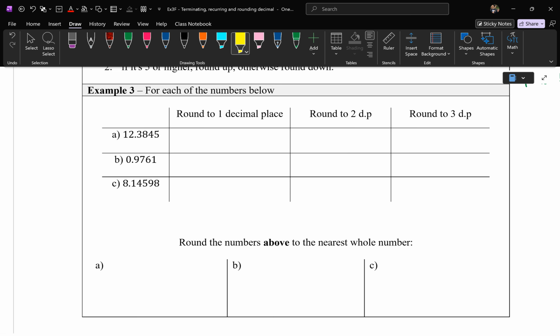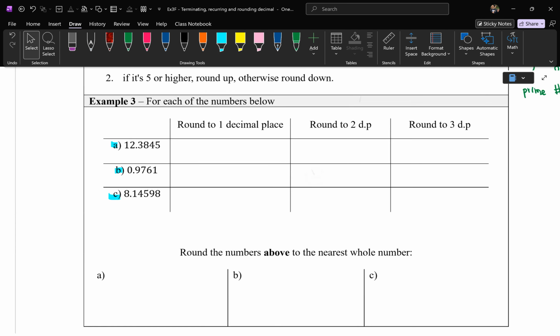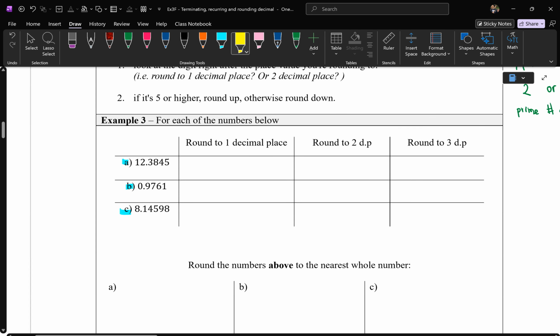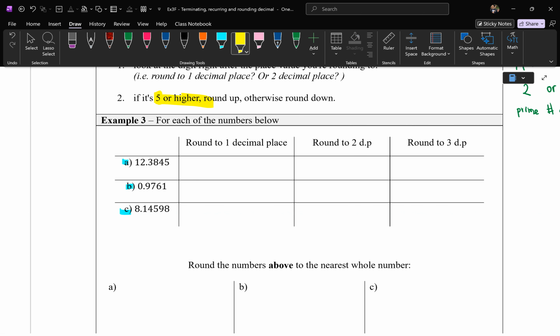So example 3, I need to know that you know how to round decimals to 1, 2, 3, or to the closest whole number. So the first skill was to see if you know it's terminating or recurring. Second skill is, do you know how to round the decimals correctly? So here we go. I've given you A, B, and C as scenarios, but then you've got round to 1, round to 2, round to 3 decimals. The key rule is, if the decimal you're looking at is 5 or higher, then you always round up. Otherwise, you round down.